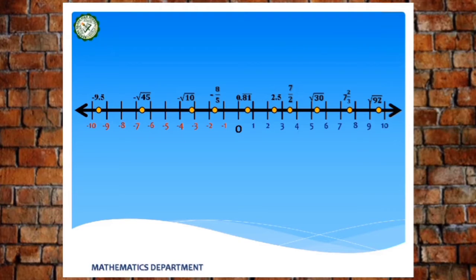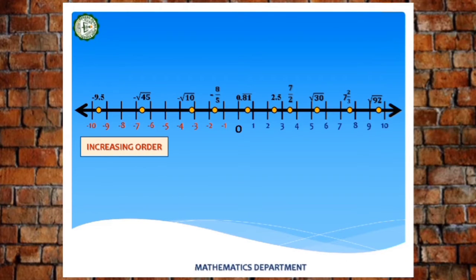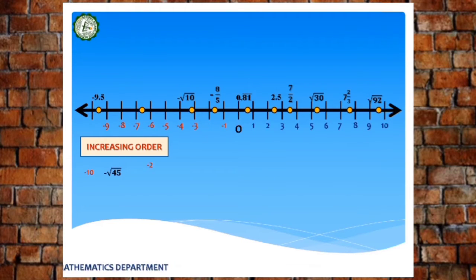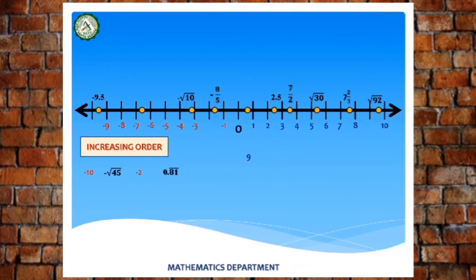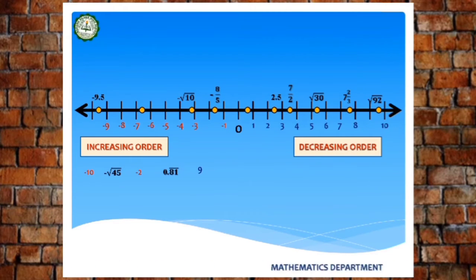This time, let's arrange the given set of real numbers in increasing order. Numbers from left to right are in increasing order, whereas numbers from right to left are in decreasing order.